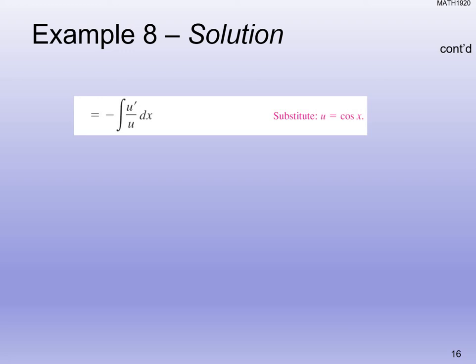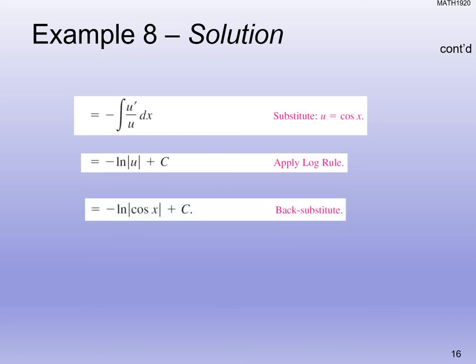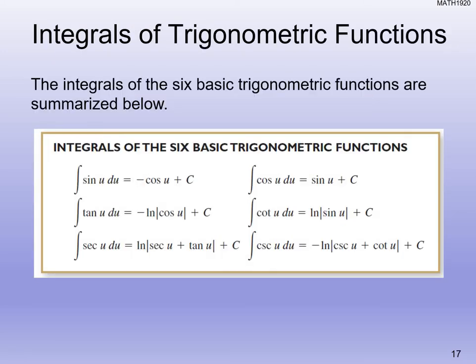Now we do our integration, and we end up with negative natural log of the absolute value of u plus c. Then we replace u with what we chose it to be, which is cosine of x. So our final answer is negative natural log of the absolute value of cosine of x plus c. That's how we integrate tangent of x.